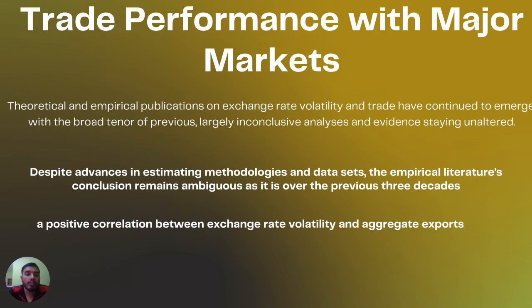Okay, the following one is the positive correlation between exchange rate volatility and aggregate export. Aicher and Han in 2009 conducted an overview of empirical studies on currency unions' beneficial trade impacts. Recent US exports have been impacted by exchange rate uncertainty, which has had a generally negative and significant impact.